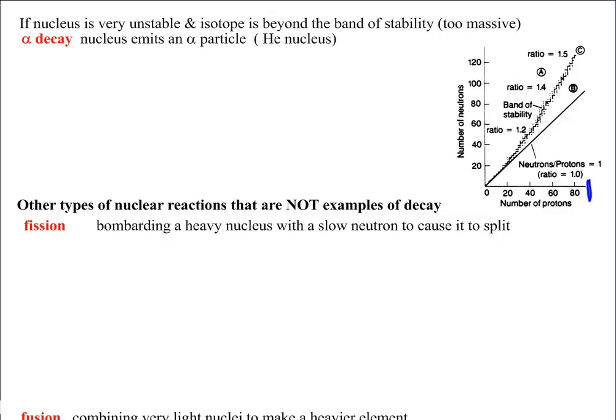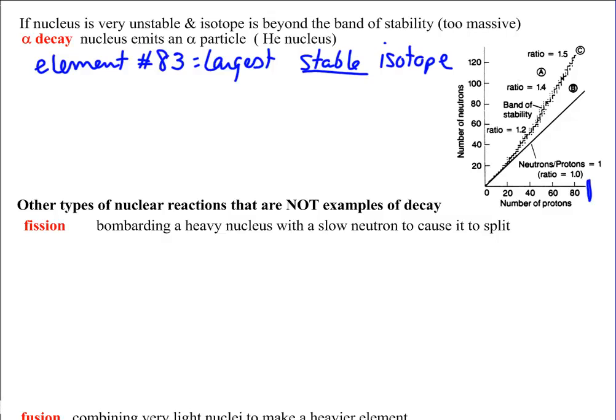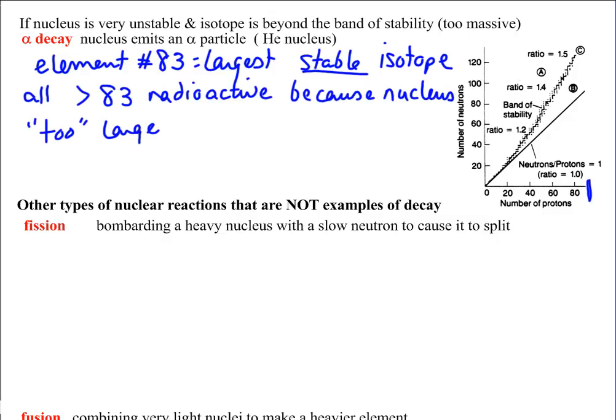It turns out that element 83 is the largest element with a stable isotope. What that means is anything larger than 83, so 84 through 109, all of those isotopes are only radioactive. They don't have any stable isotopes. They're all unstable. They're unstable because they're so large. We can somewhat say that the nucleus is too large.